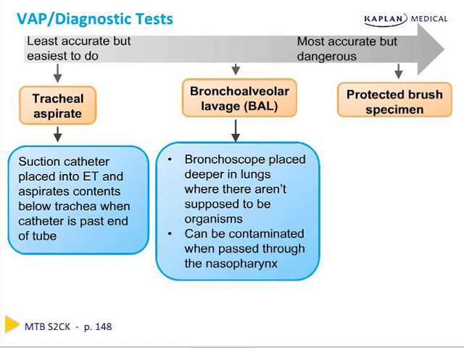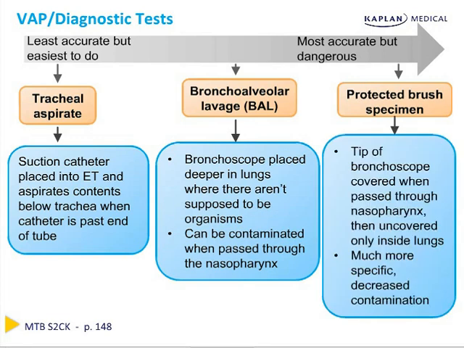The most accurate test would be a protected brush specimen. However, this is also the most dangerous. In this situation, the tip of the bronchoscope is covered when it's passed through the nasopharynx and then uncovered only once you're inside the lungs. This is much more specific and with decreased contamination.